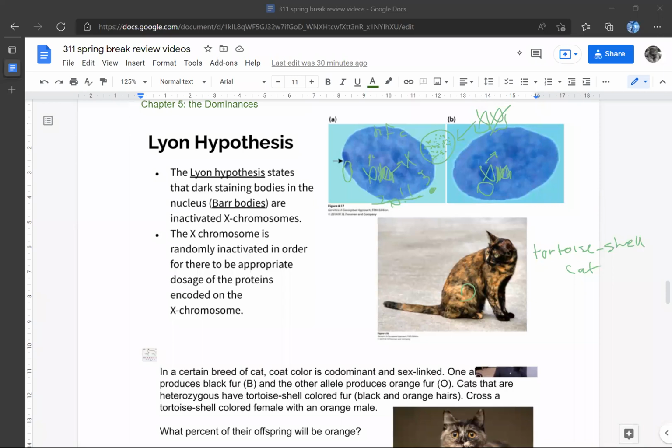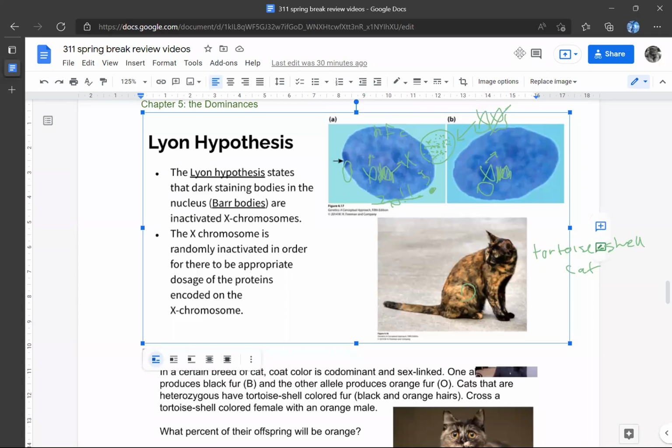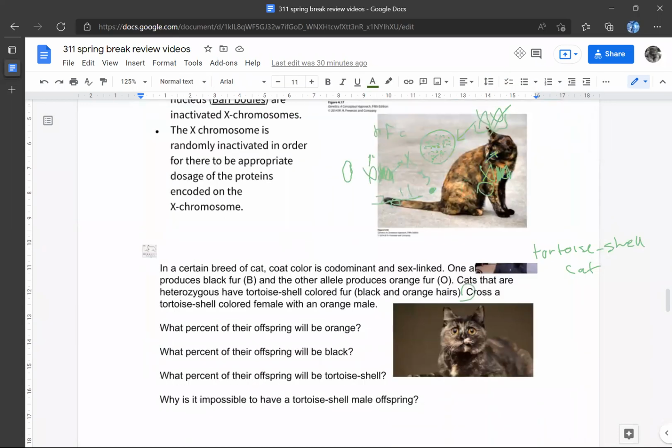What else did I want to say about that? Oh yeah, I guess it does say here that it's randomly inactivated. But we just say that because we don't entirely know.